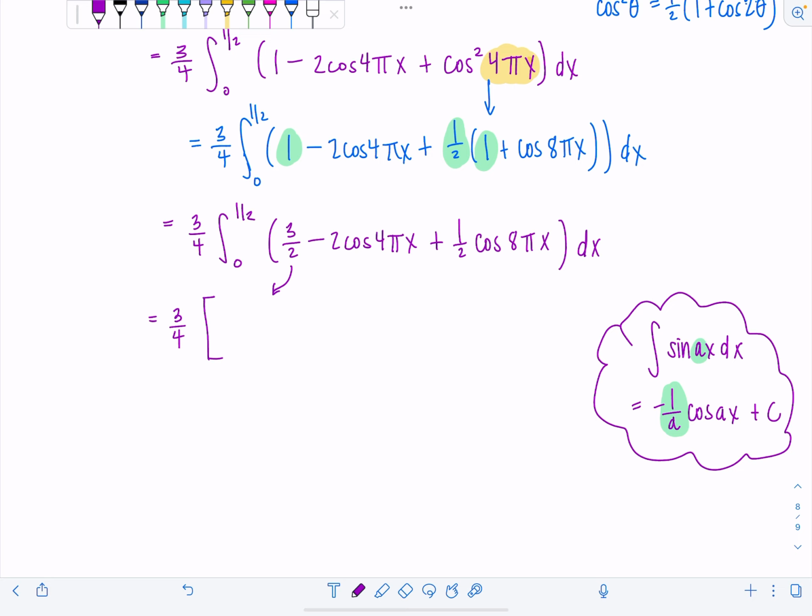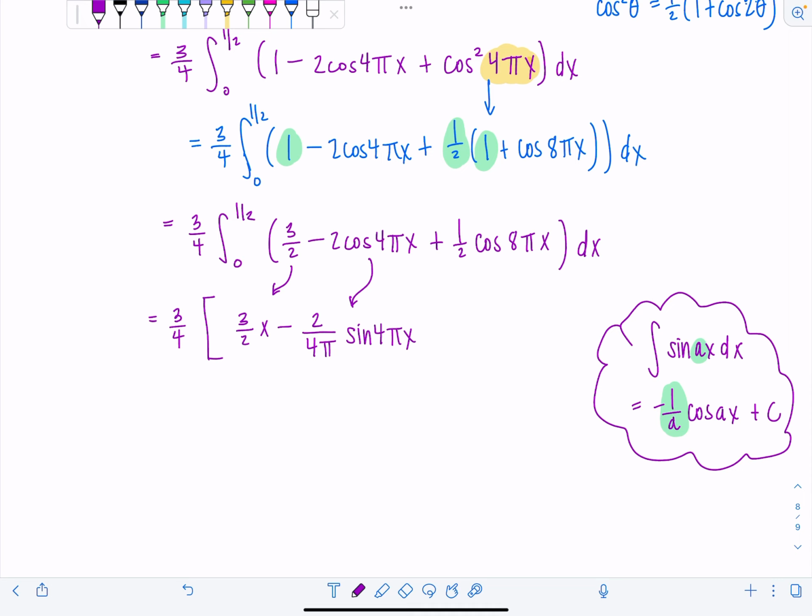Antiderivative of 3/2 x, minus. Antiderivative, this is negative 2 cosine 4 pi x. Okay, so we're going to keep the 2. I'm going to have to divide by 4 pi. Since it's negative cosine, it's going to stay negative. Sine, keep the argument the same.